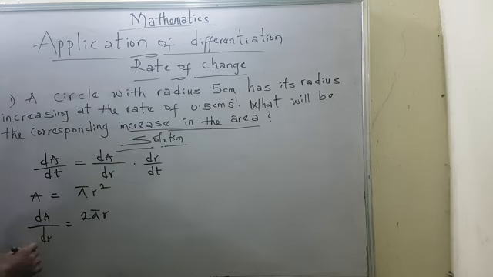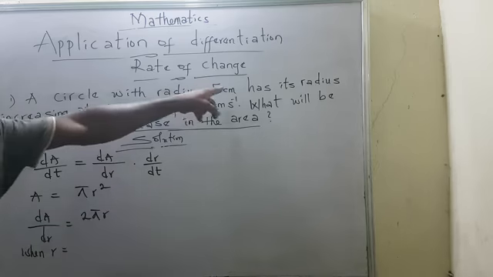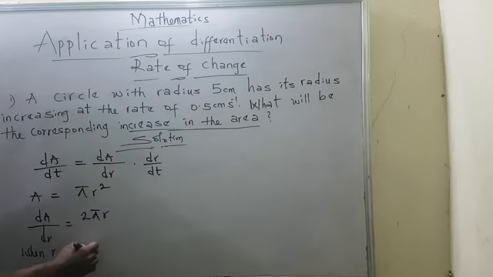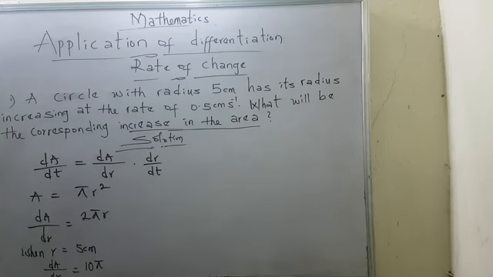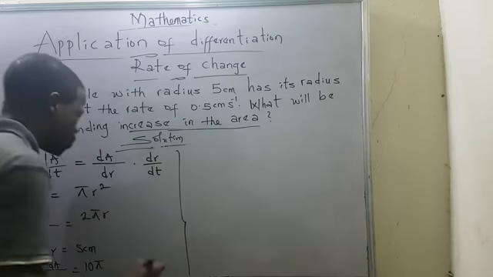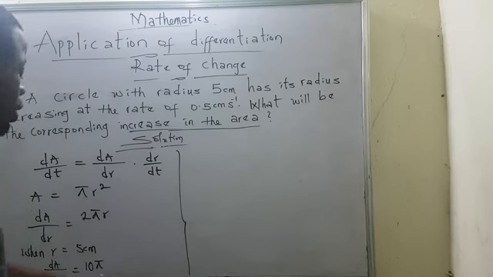But we've been told the radius is 5 centimeters. So r can be equal to what? 2 times this, 5 centimeters, right? So that will be 10 pi. Can we get that out? So good. So dA/dr is now 10 pi, right?